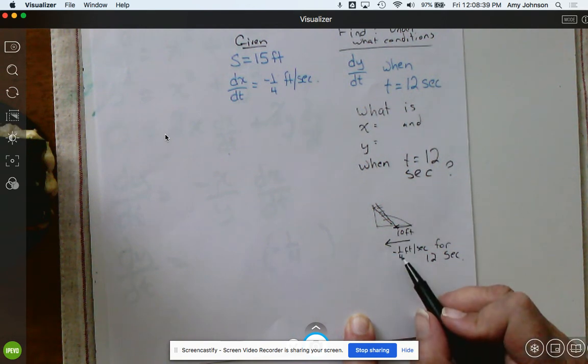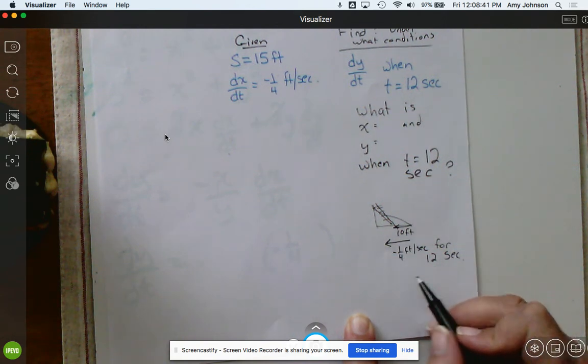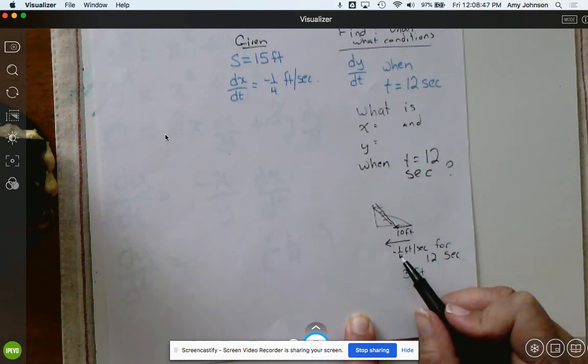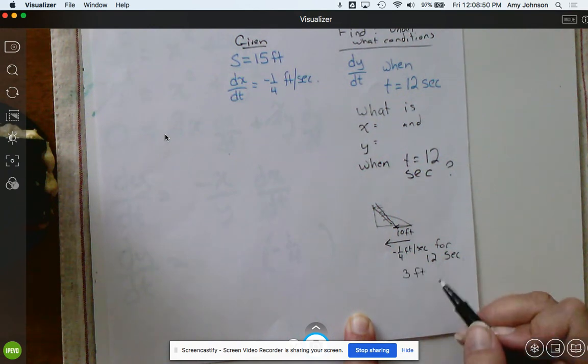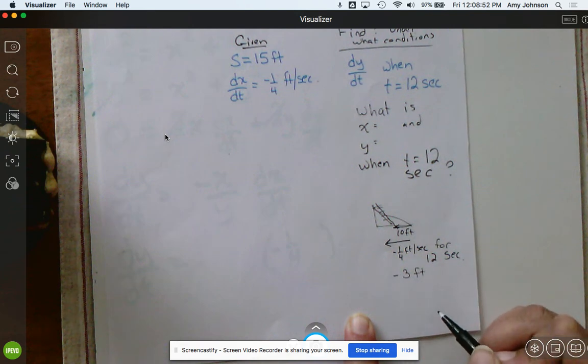And if it moves 1/4 foot per second for 12 seconds, I mean, you can do a lot of fancy math on this, but hopefully you know that it's moved 3 feet, right? Just 12 times -1/4. And we're going to call that -3 feet. So it has moved -3 feet.